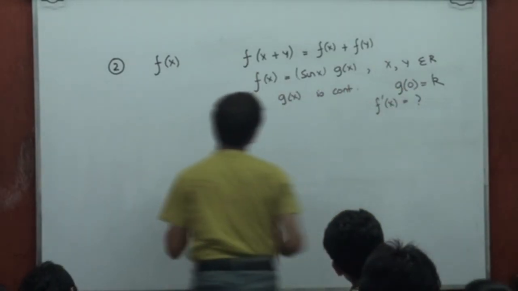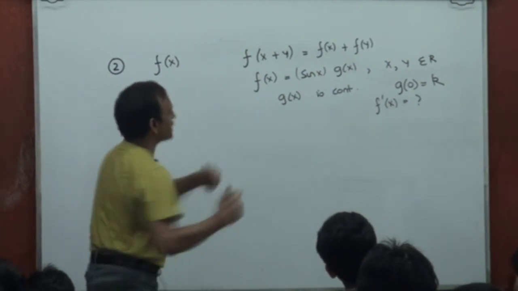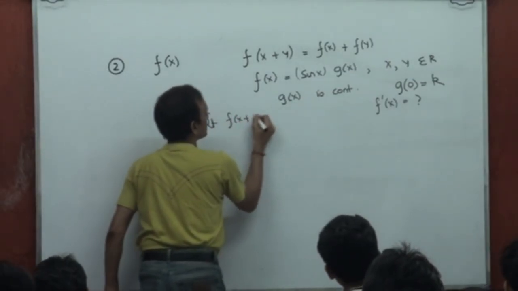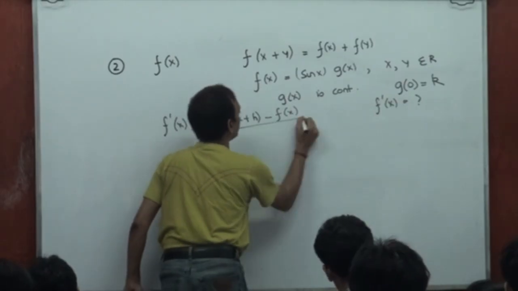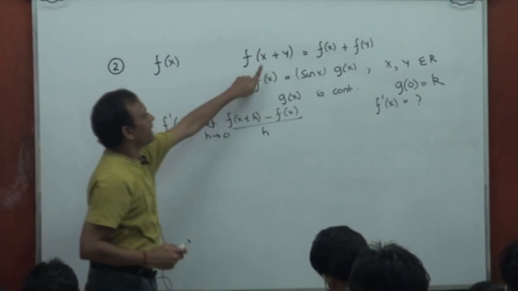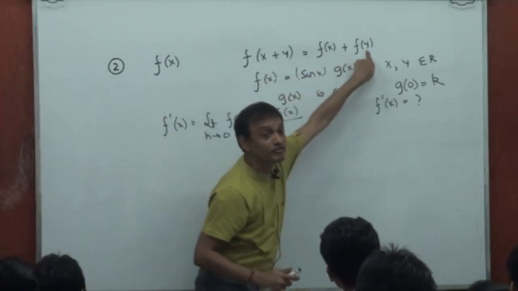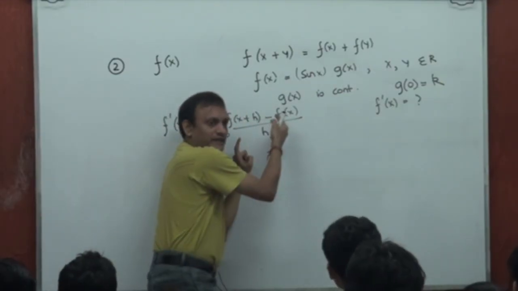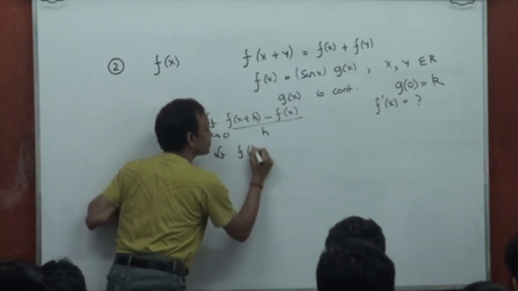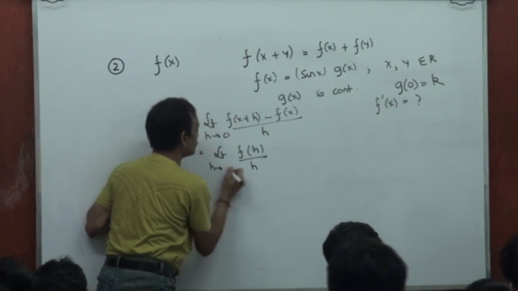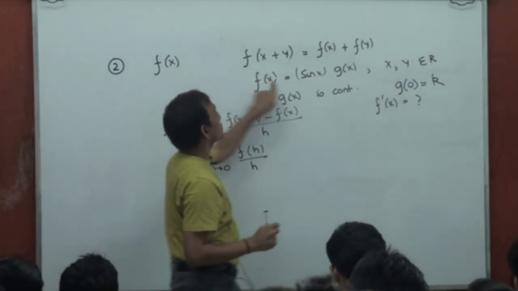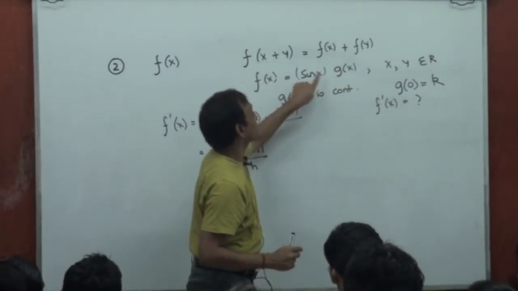Again, go from first principles. F dash x is limit f of x plus h minus f of x by h as h tends to 0. Right? But f of x plus h is going to be f of x plus f of h. So f of x would get cancelled. You are simply left with limit f of h by h as h tends to 0. Right? But f of h is sine h gh.